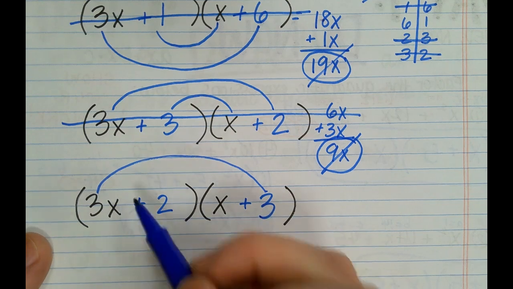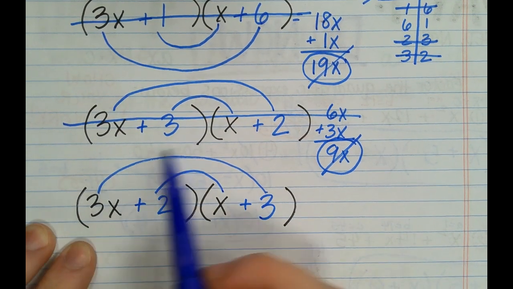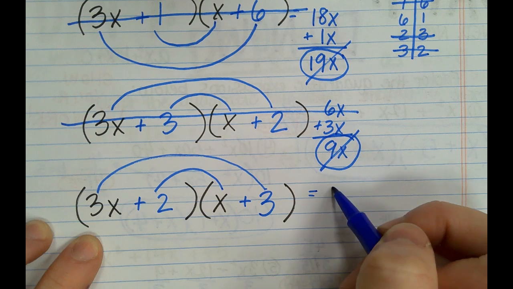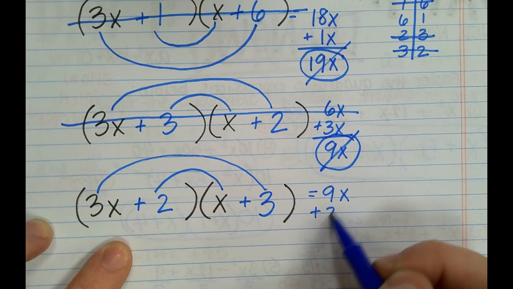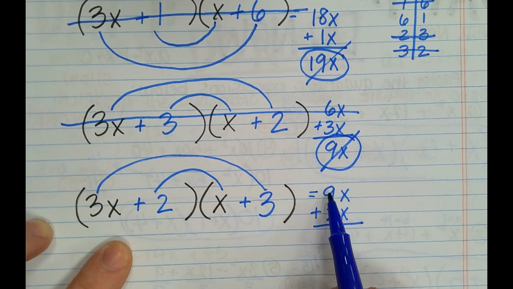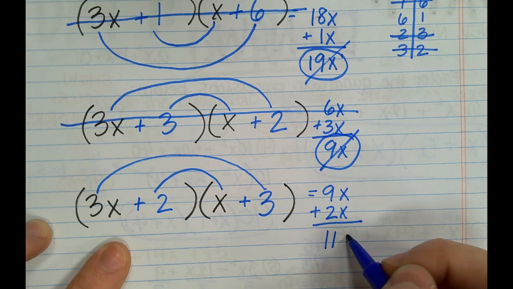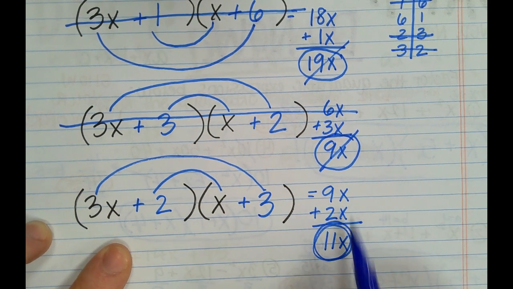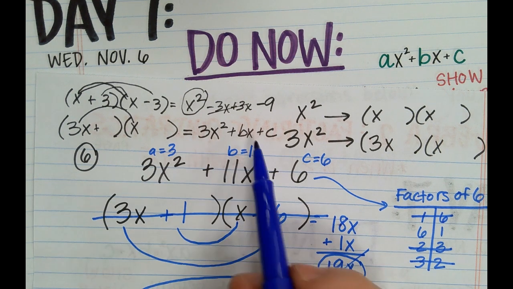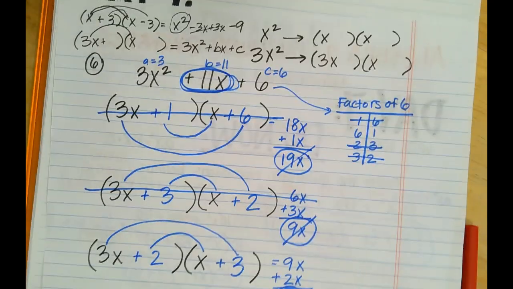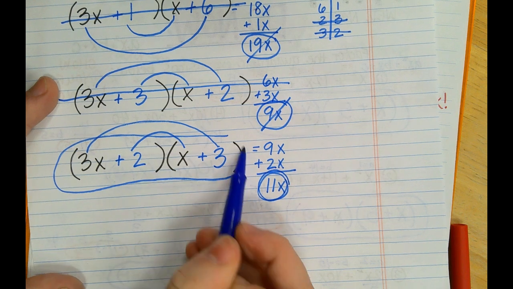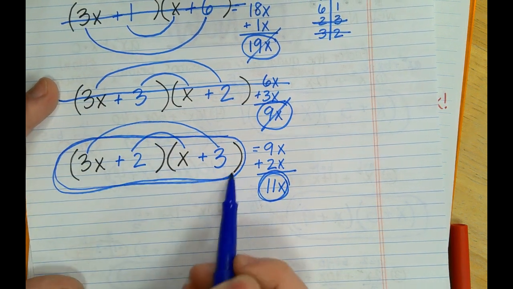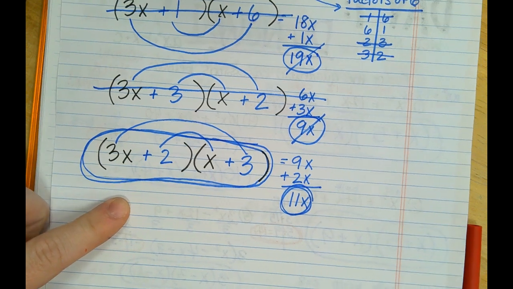Yeah, I'm going to draw my rainbow. 3 times 3, 9x. 2 times x, 2x. 9, 10, 11. Ooh, 11x. That's the same as the middle term in our original expression. 11x. So because they match, this is our answer: 3x plus 2 times x plus 3.